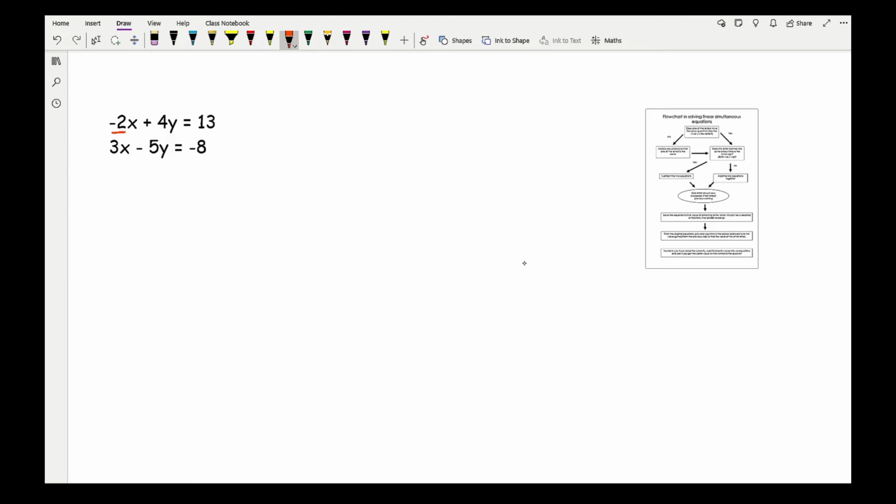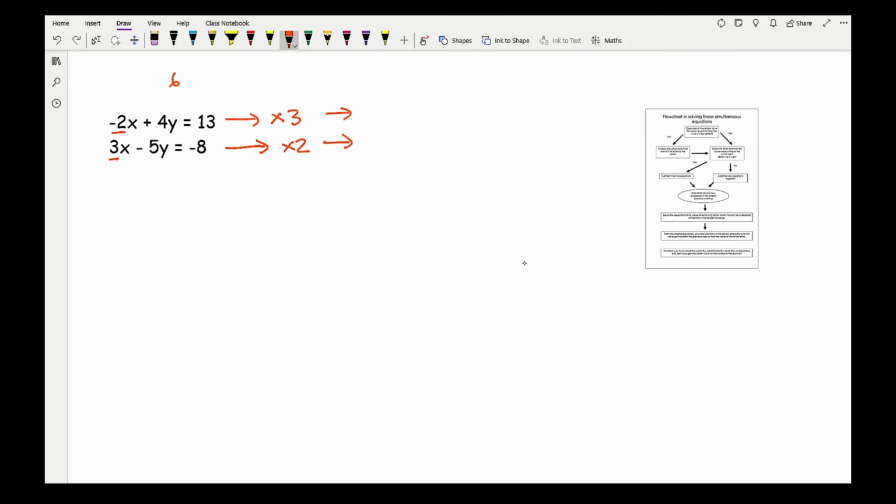So I've got to think to myself, what's a common multiple between 2 and 3? Now, don't worry about it being minus 2. Just treat the digits at face value. So what's the lowest common multiple? What's the smallest number that appears in the 2 times table and the 3 times table? Well, that's going to be 6. So to make 2x into 6x, I need to multiply it by 3. And to turn 3x into 6x, I need to multiply that by 2.